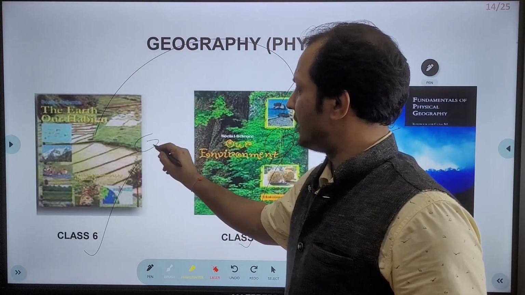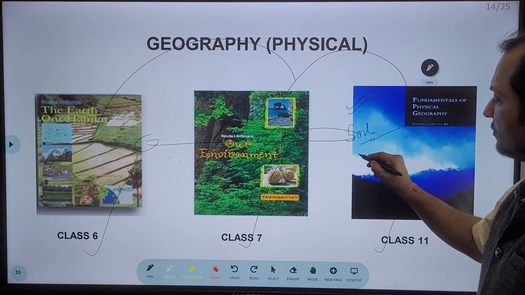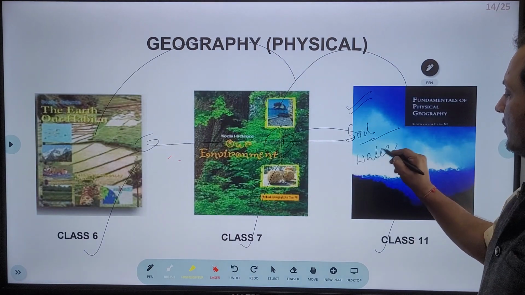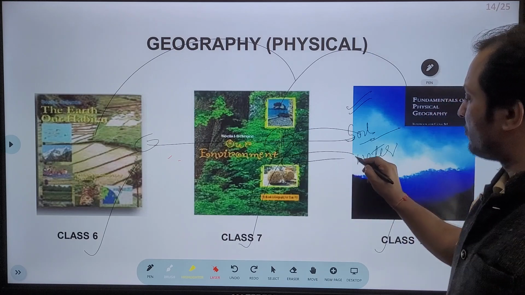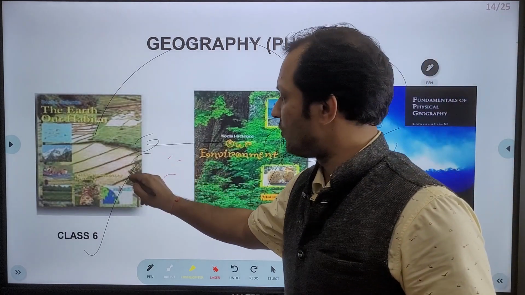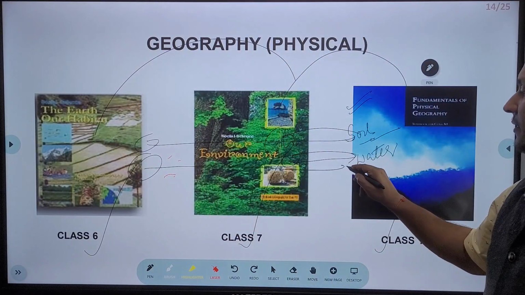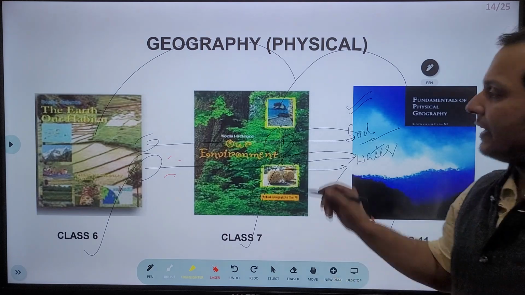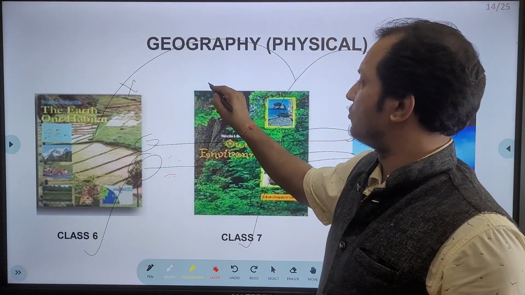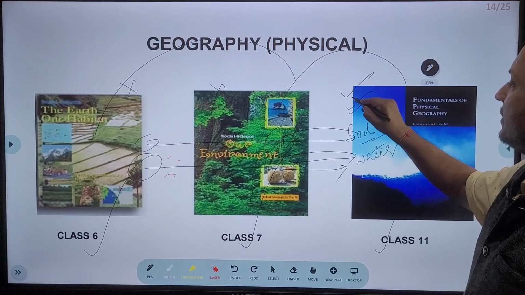Cover soil from here, write any extra point here. When you are reading water from here, any extra point, write it here. Read water from here, any extra point, write it here. So that next time you don't have to read this book, you can directly read this book.